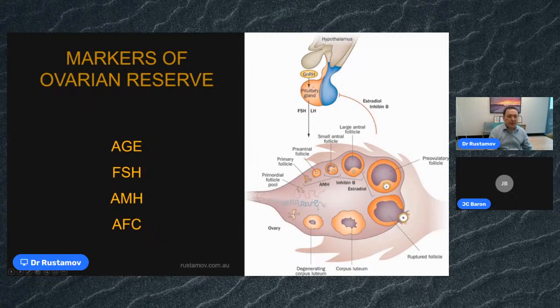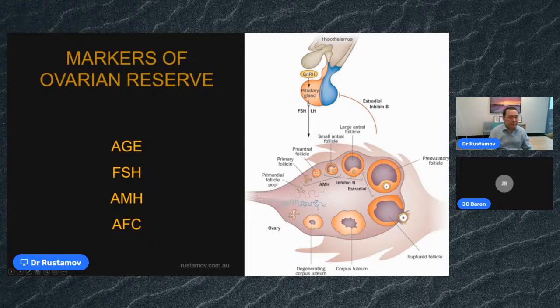FSH, like we discussed earlier, is produced from the pituitary gland. Actually, FSH hormone is produced in response to ovarian activity. So it's not a direct ovarian hormone. It's not directly produced from the eggs or growing follicles. If a patient has a low egg number, they have a higher FSH because the pituitary will be trying to push the ovaries harder to work harder to produce eggs.